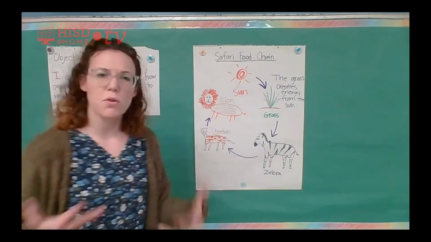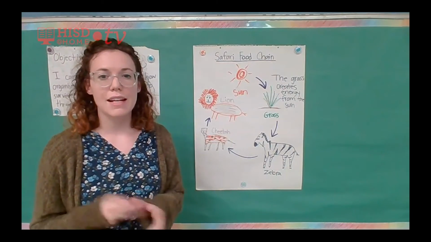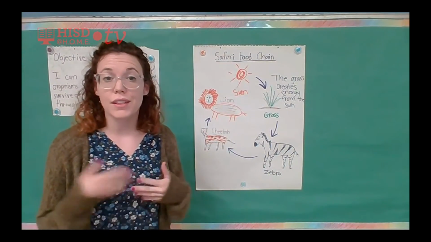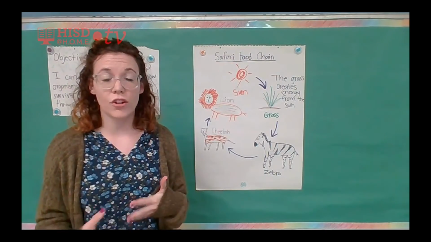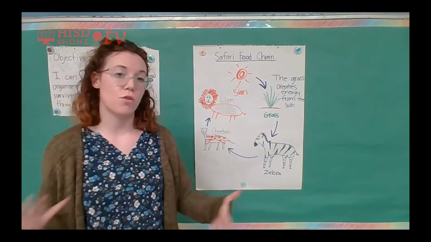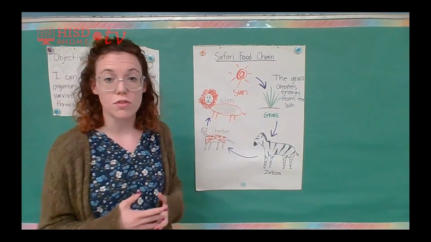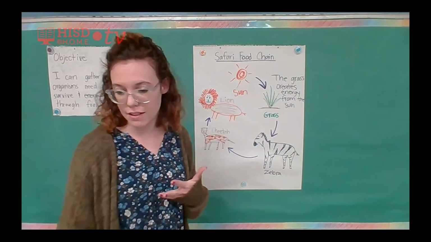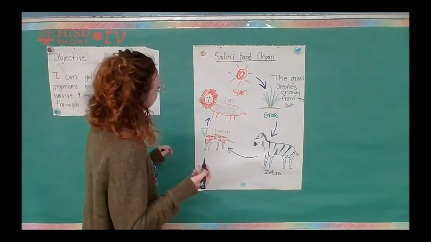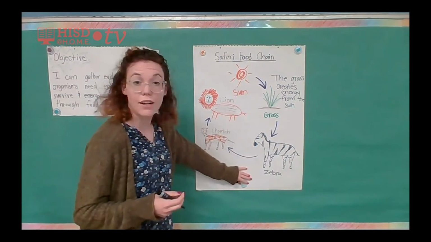I'm just going to add one more sentence for this one. And I'm going to say animals get their energy, create energy by eating other organisms, right? Some organisms are eating grass. Some are eating animals, right? It just kind of depends. I'll write that down here.